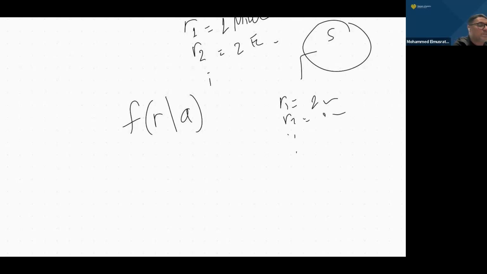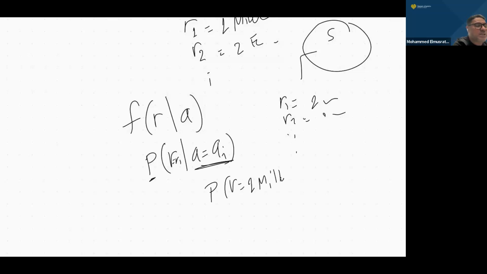So in this case, we can represent this as the probability mass function. The probability of R, given that A equals, for example, a certain A_i, based on the action. So this is the action. If you take this action, what is the probability that you get a certain R, for example, R equal to R1? What is the probability that you get R equal to $1 million, given that you take the action equal to the first door? This will be now probability.